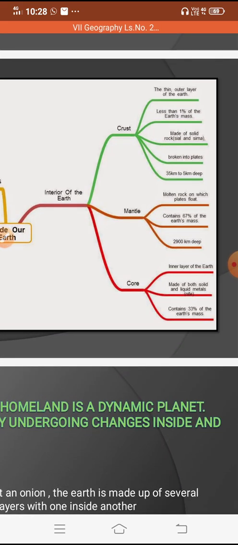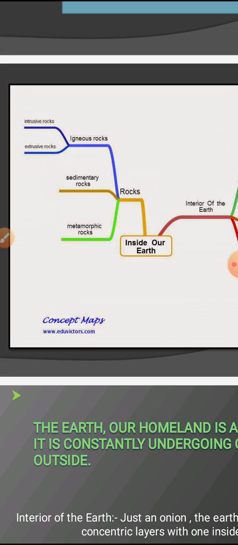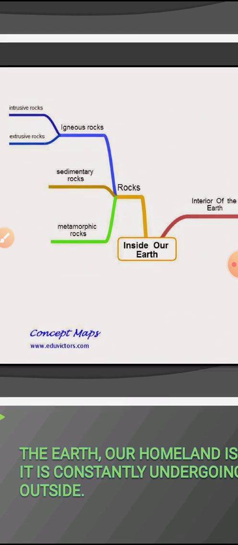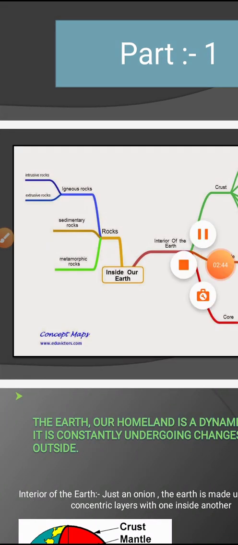In short, I am explaining this concept map, and then we are going to see all these points in detail. Then, what is inside our earth? Different rocks, minerals as we say, are there. So we will see the types of rocks. The first type is igneous rocks. In that, two types are there, intrusive rocks and extrusive rocks. The second type is sedimentary rocks, and the third is metamorphic rocks.